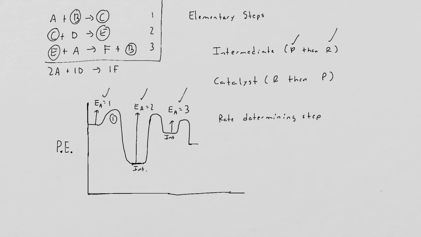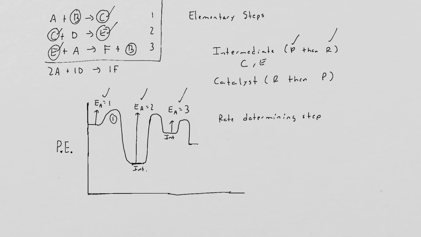Okay, so let's find our two intermediates, right? Letter C is an intermediate. Why? Because it is made in the first step and then it's consumed in the second step. E is also an intermediate because it is made in the second step and then consumed in the third step. Intermediates are basically products first, and then you're going to see them as reactants.